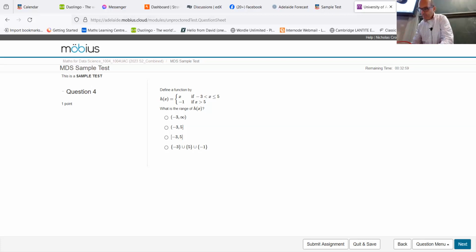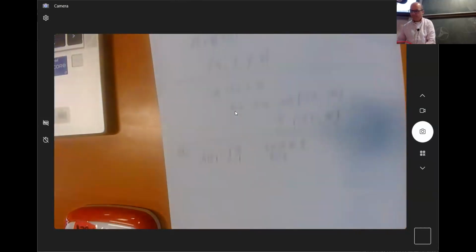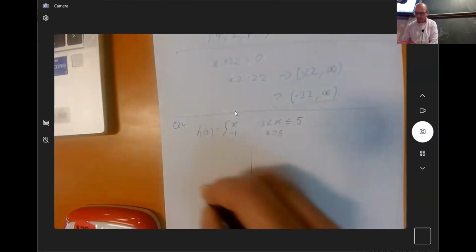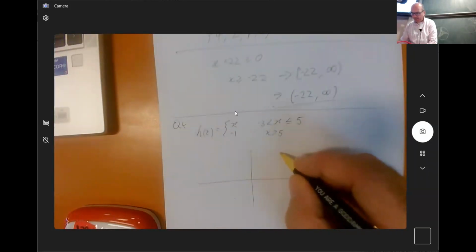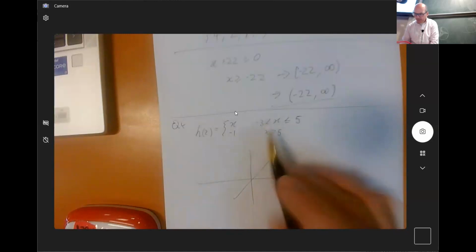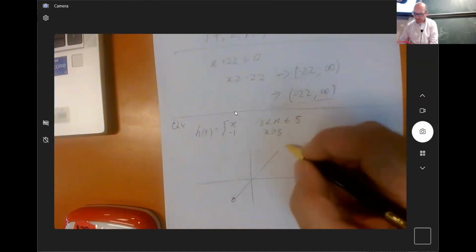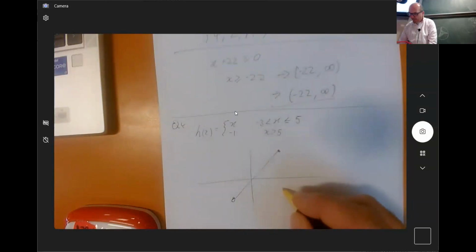Well, the thing I do, and again, I would just go back to here and go, all right, if I've got this function here, what I'm going to do is I'm just going to roughly sketch it. So we know x is between minus 3 and 5. So it's going to do that. It will go through the origin. It doesn't include minus 3, so I'm going to put a little circle here. It does include 5, so I'm going to color this in. And then it's going to be equal to minus 1 for everything greater than 5.